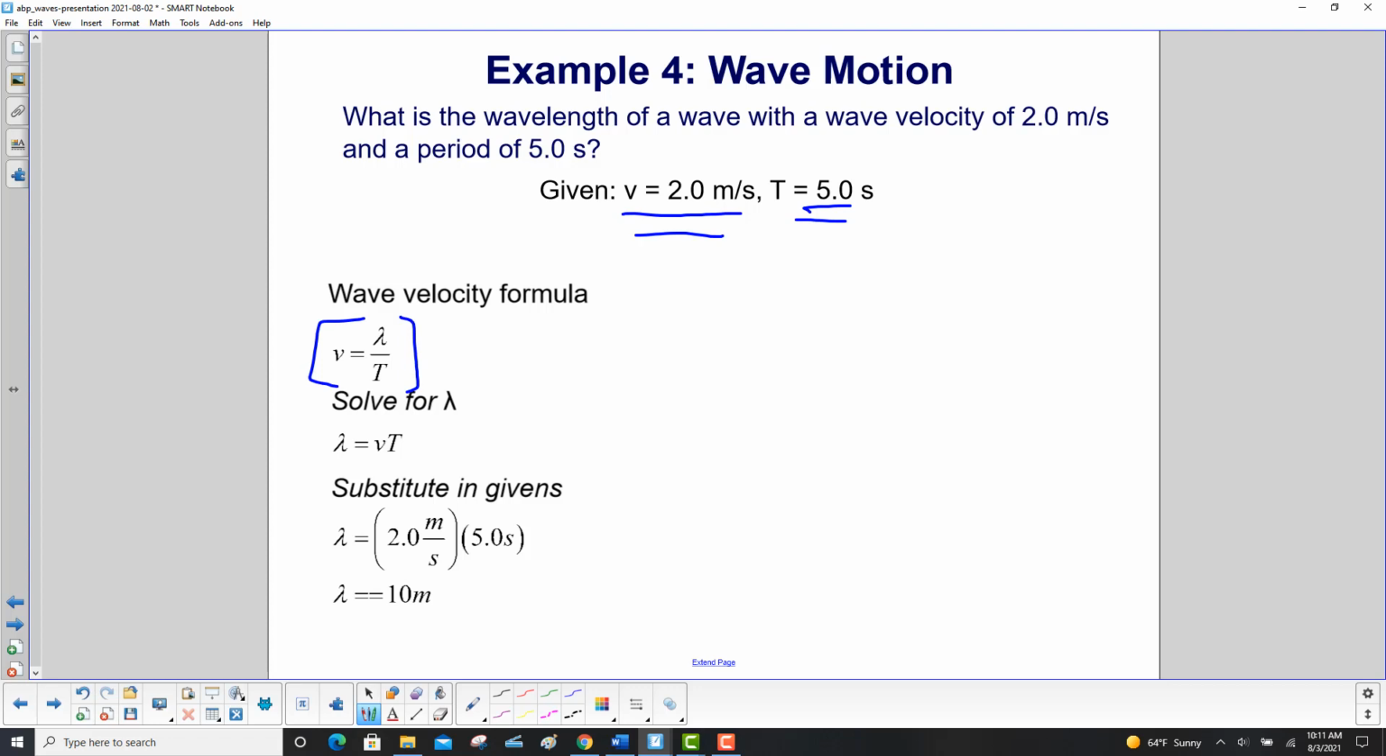So we multiply both sides by T, and we switch around the equation so that we have lambda is velocity times the period. Substitute in our givens. You can see how the seconds cancel out, and we get a wavelength of 10 meters.